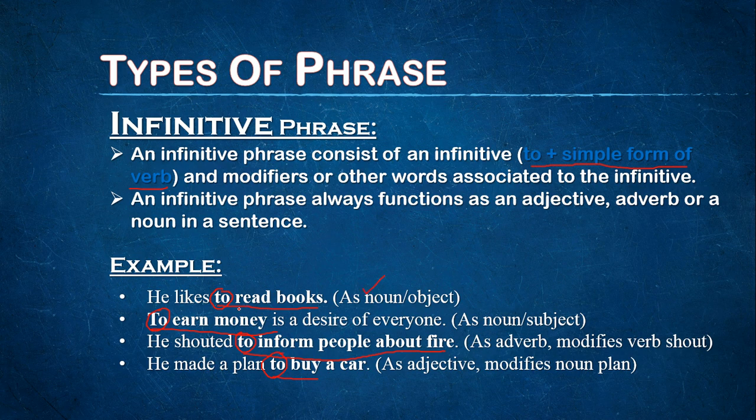So here it acts as a noun object, and here it acts as a noun subject. In he shouted to inform people about fire, it acts as an adverb which modifies the verb shout. And in he made a plan to buy a car, it functions as an adjective because it modifies the noun plan. So this is an infinitive phrase.